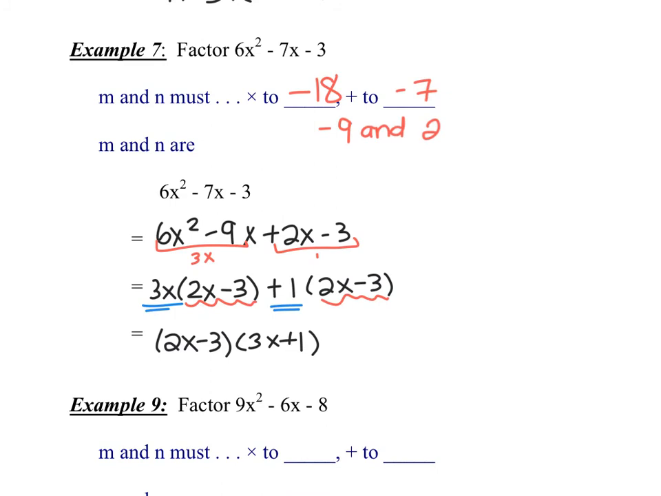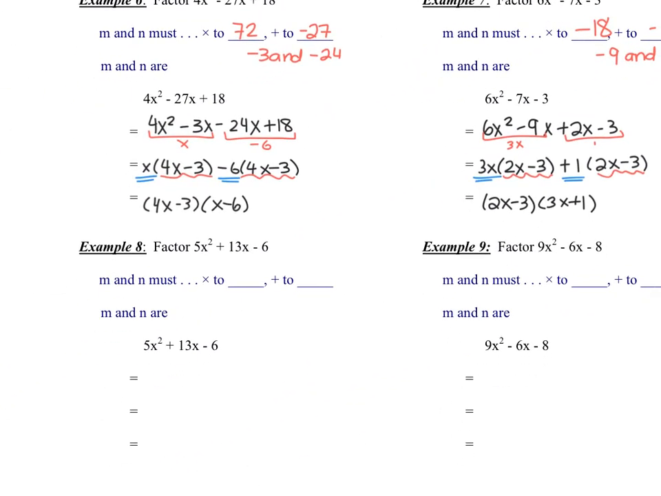Okay, so my magic numbers were -9 and 2. So I broke down this middle term into -9x plus 2x. I paired up my first two terms and I paired up the last two terms, and I common factored from each. So from the first pair I took out a 3x, and that gave me 2x minus 3 in the brackets when I divided it out. From the next one, I had to factor something out, so I factored a +1, and I was also left with 2x minus 3. Because these brackets matched, I put it out in front, and my second bracket came from the greatest common factors that were in front of each one, so 3x plus 1.